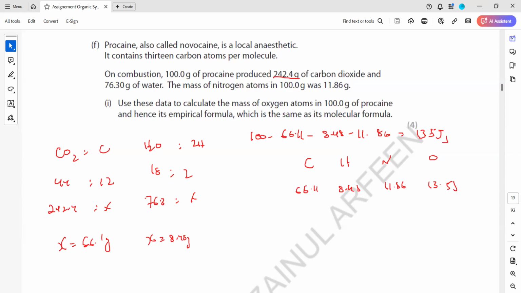Now to get the empirical formula, we divide by atomic mass. So we divide by 12, 1, 14, and 16. This will give us the moles of each. So this will be 5.5. This will remain 8.48. This will be 0.847, and this also 0.847. Then we divide by the smallest value in the combination. The smallest value is 0.847.